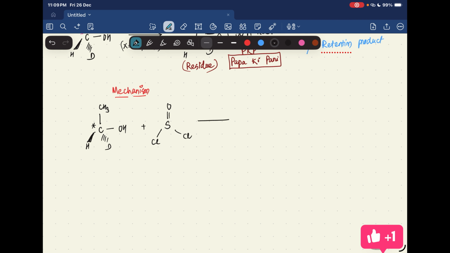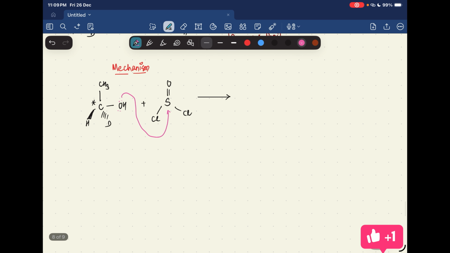So what will happen actually? When both of these come together, the lone pair of O attacks on the sulfur, which is called an addition. This is called addition of both of these, so this will form an addition product. Let us do that.